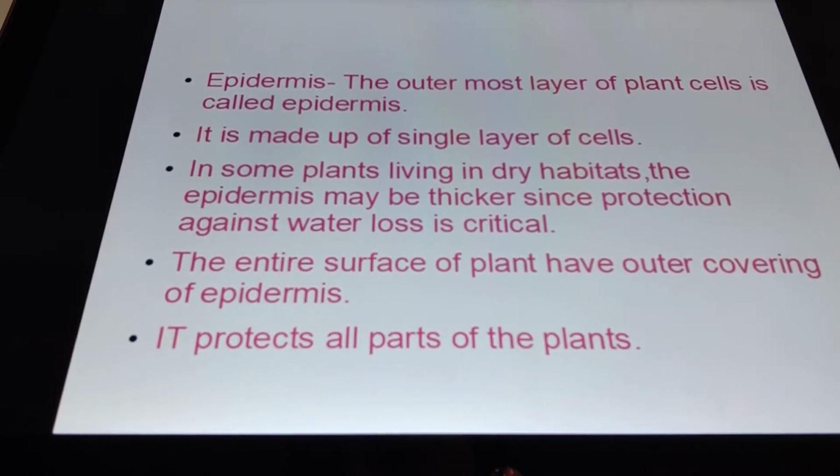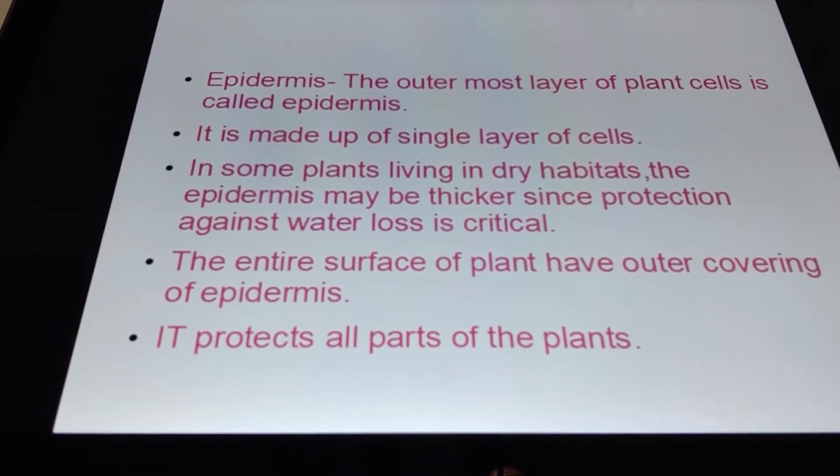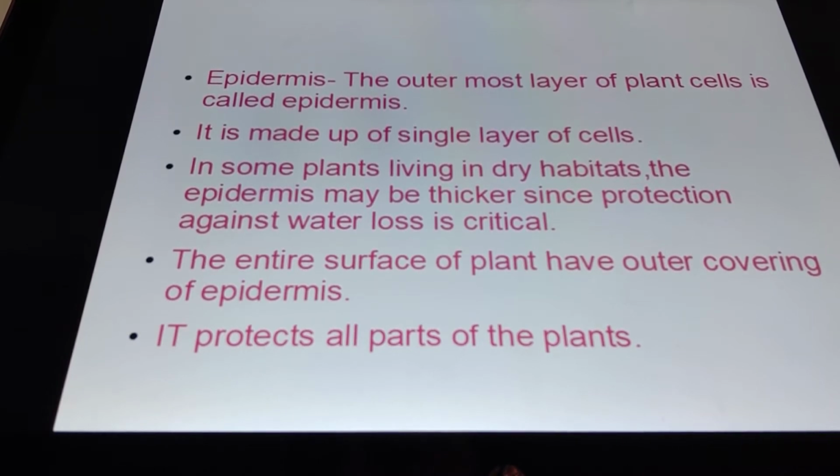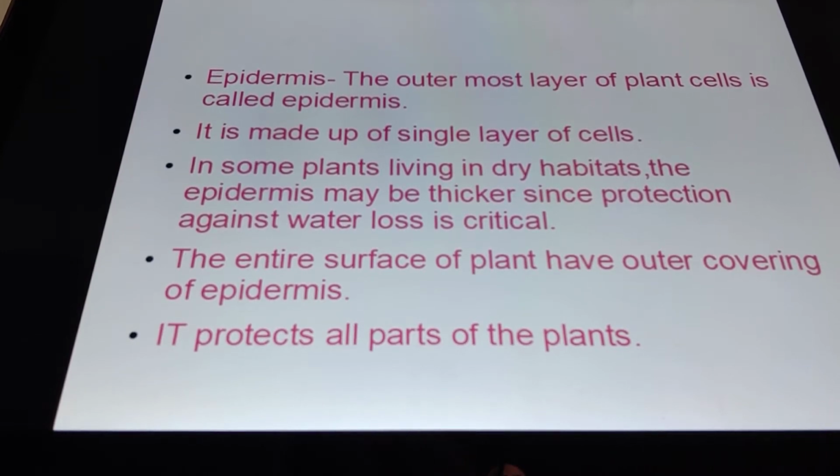Some of the epidermal cells, especially on the aerial parts of the plant, have a waxy coating on the surface of the plant body. Now, what is the waxy coating? It is actually a water resistant layer which protects against the loss of water. So some of the aerial parts have the waxy coating, or we can say a water resistant layer, on their outer surface.